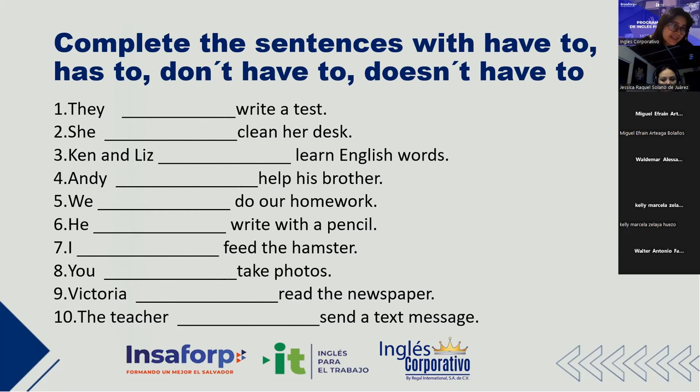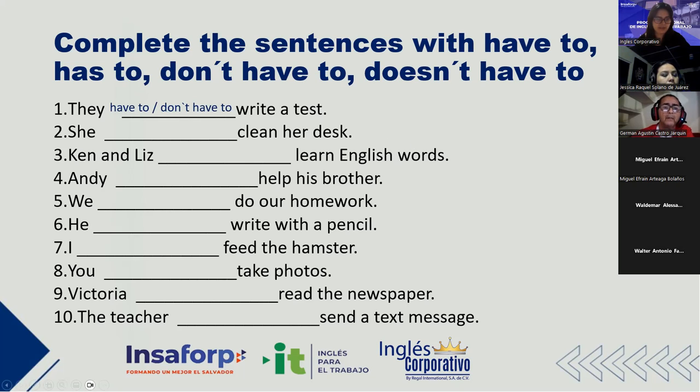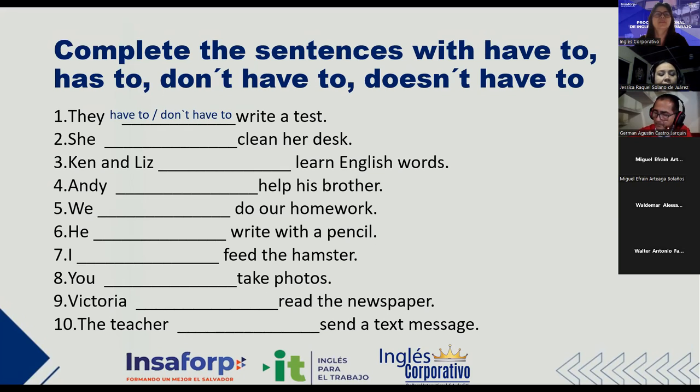So look at the sentences. Let's complete the sentences using the correct option. Have to, has to, don't have to, or doesn't have to. Number one, teacher. They don't have to write a test. They don't have to. Well, they have to write if it is. The teacher has to write a test, but the student doesn't have to write a test. Okay. Number second.